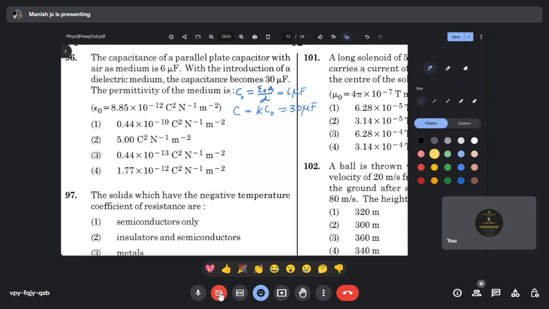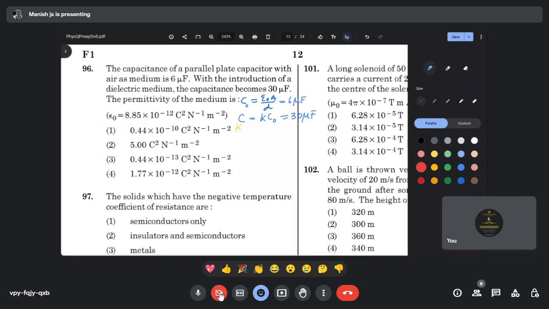So what is the value of K? Just divide the equations. You have two equations in front of you. The first one is without dielectric, and the second one is when you introduce a dielectric. So what is the value of K, children? You will get 30 upon 6, which is 5, correct? So K is equal to 5. Once you get K equal to 5, you can find the permittivity of the medium.